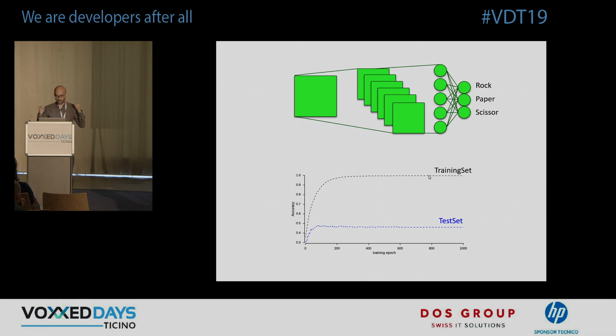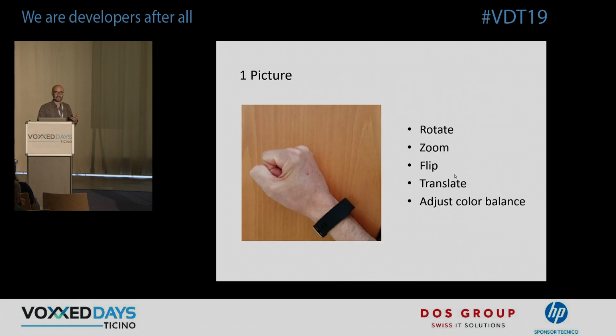It means that our neural network has learned by heart. It had enough parameters to be able to memorize all of the instances in the training set. So it didn't really learn how to distinguish the concept of rock from the concept of paper, from the concept of scissors. So to solve it, we need a much larger training set.